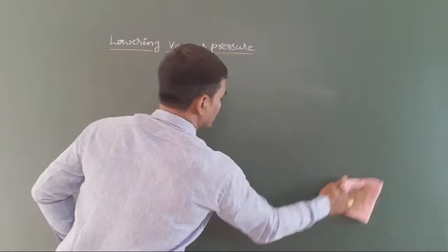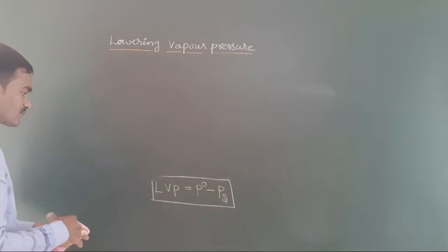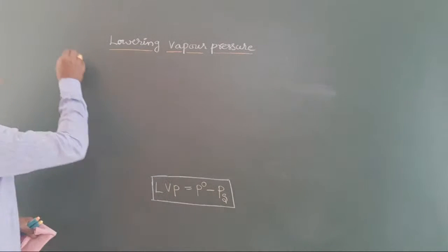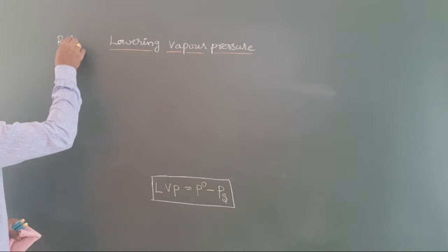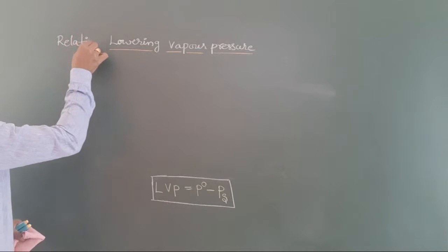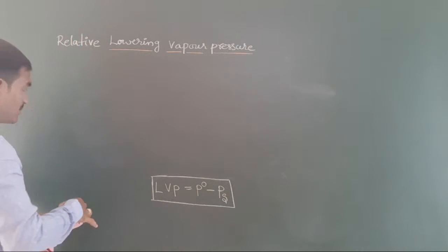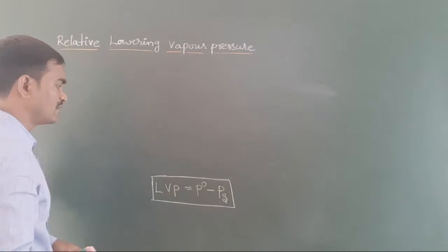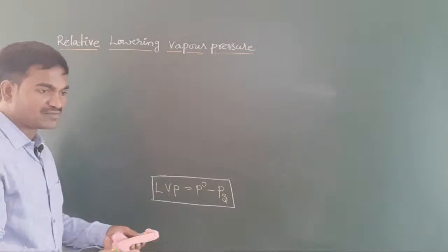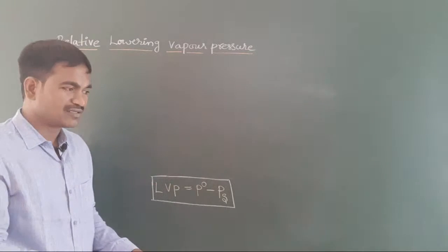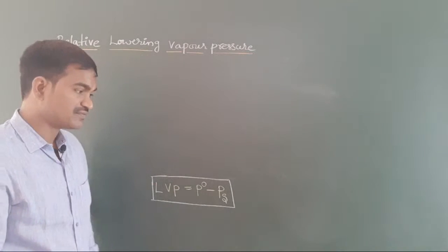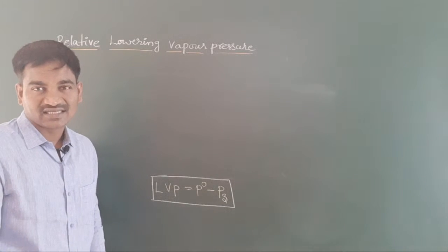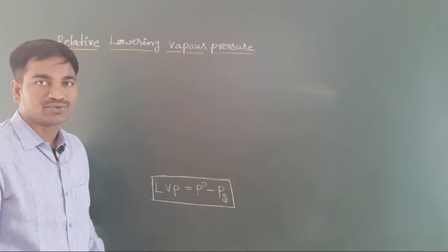What is the next one? Next one you can take relative lowering vapor pressure. So what is meant by relative lowering vapor pressure? Relative lowering vapor pressure means nothing but the ratio of lowering vapor pressure of the solution which contains non-volatile solute to the pure solvent.